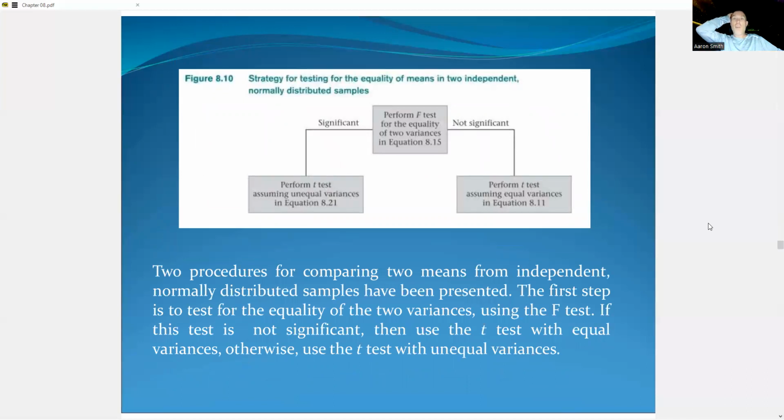All right, so here's our strategy. The first thing I'm going to do when I do a cross-sectional design like this, two independent normally distributed samples, is do that F test to check whether we have constant variance, that is, equal variances across groups. If I have equal variances, I'm going to be using pooled variance, assuming equal variances. If I reject the null hypothesis on the F test, then I'm going to perform that t test that we just talked about a moment ago, where we assume unequal variances.